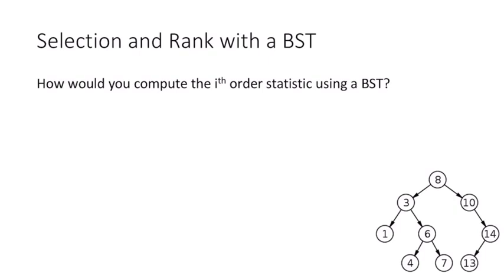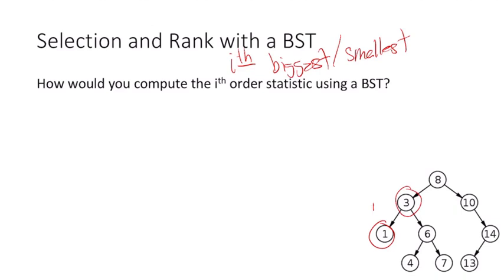All right, so for the next video, I'd like you to work on this problem. How do you compute the ith order statistic using a binary search tree? The ith order statistic is the ith smallest number. So the first order statistic is the 1, the second order statistic is the 2, the third order statistic is the 3. How do I find those? And in the next video, we'll come back and solve that one together.